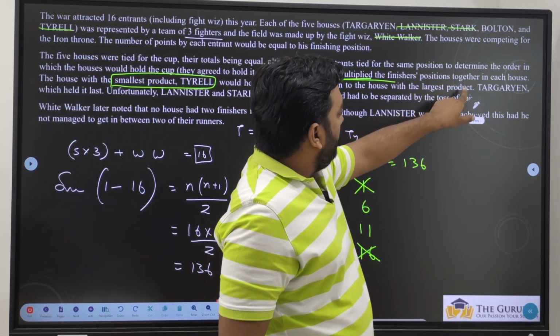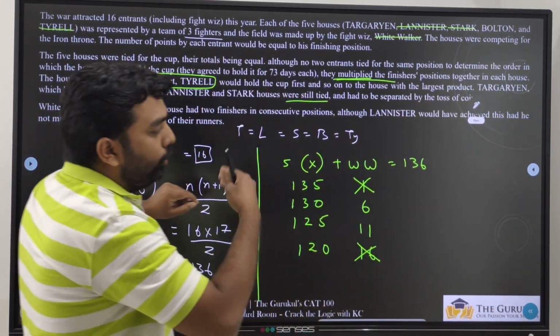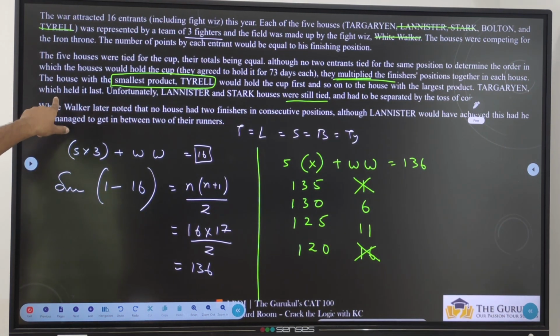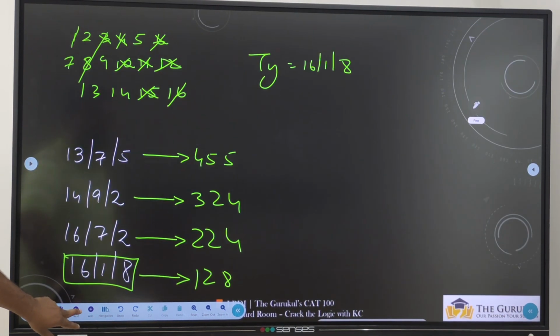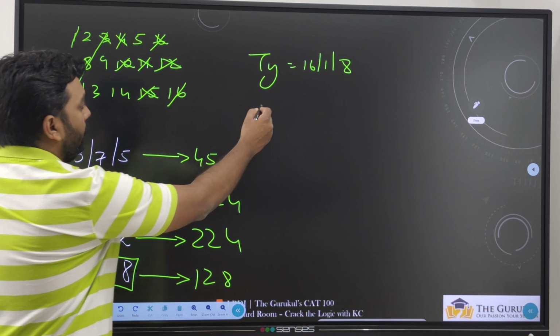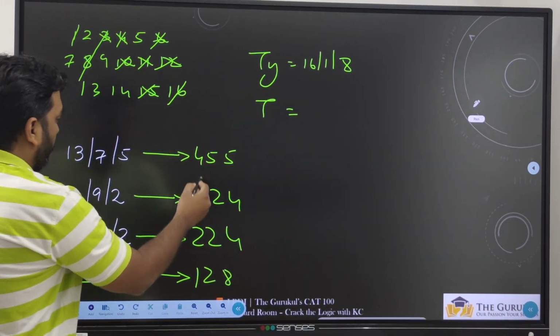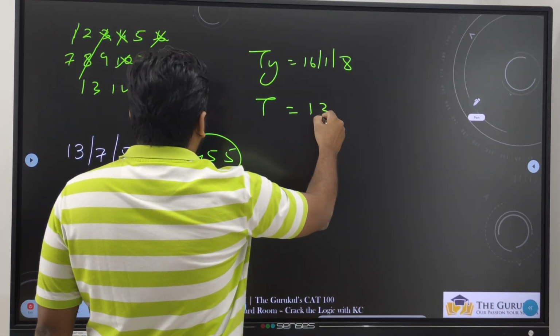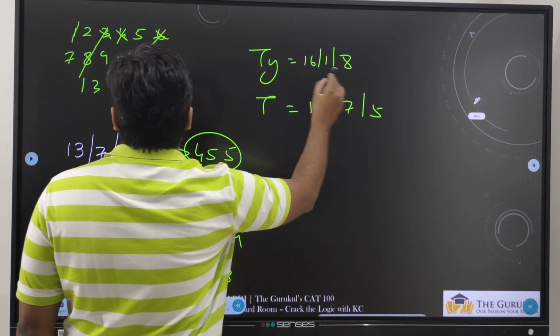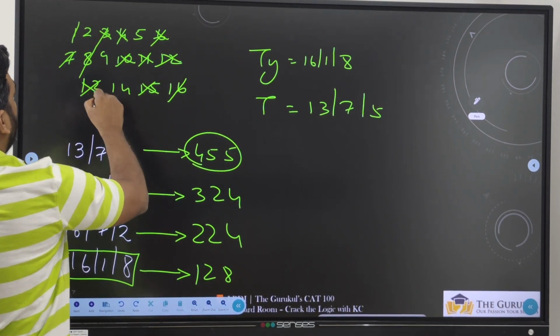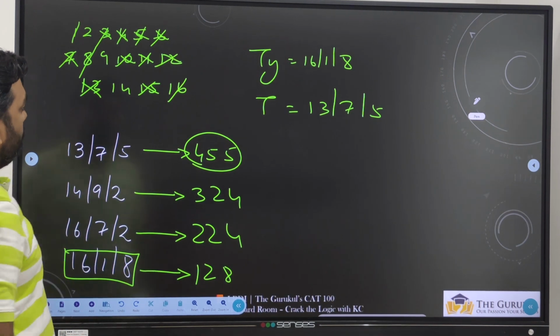With the product, the largest product will hold the cup at the end. Targaryen held it last, which means Targaryen's product is maximum. So Targaryen should have the maximum product, which is 455. That is 13, 7 and 5. Okay.